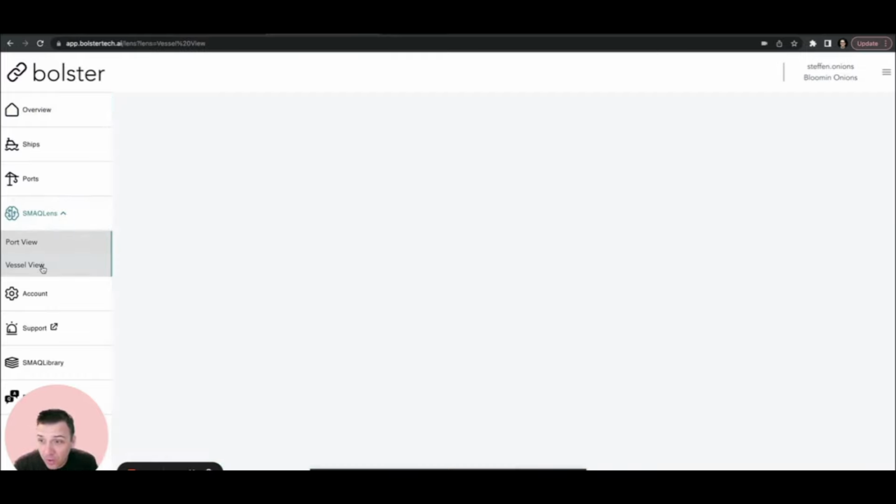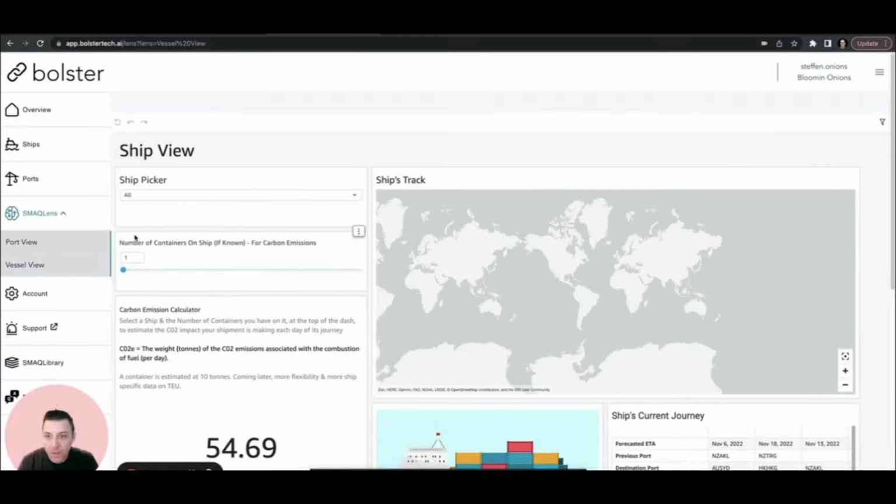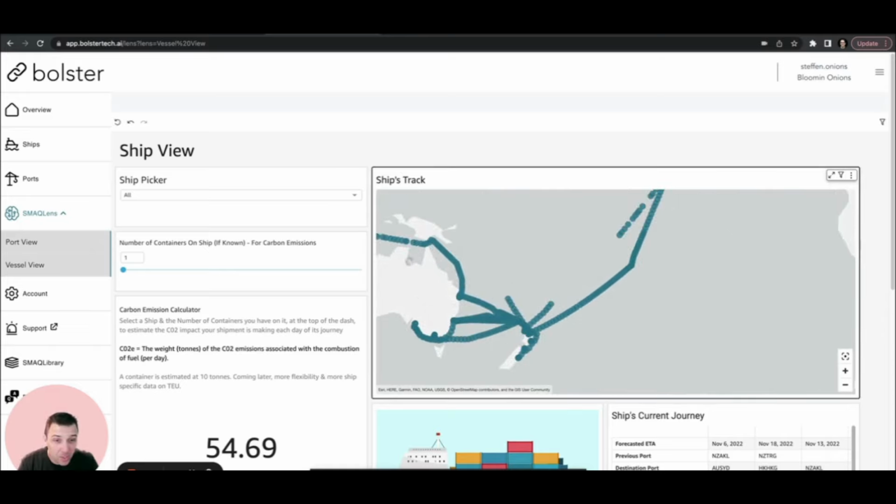So to show you what I mean, I'll just go into the app here and go to my SMAC lens for the vessel view. And this is going to show me where all of my vessels are that are carrying my goods, whether that's importing or exporting wood pulp or concrete or steel or cement or whatever. That's going to show up here for my specific ships of interest. Likewise, you can do the same for trucks or any other thing that moves and produces carbon. So I've got some ships here moving around. They're going from New Zealand to other ports, carrying my stuff.